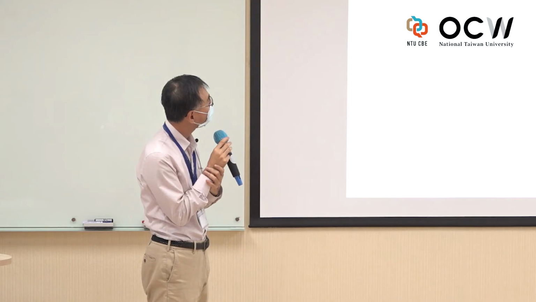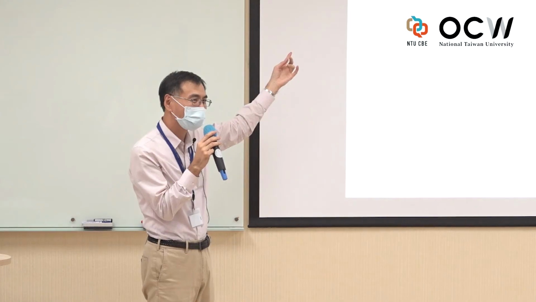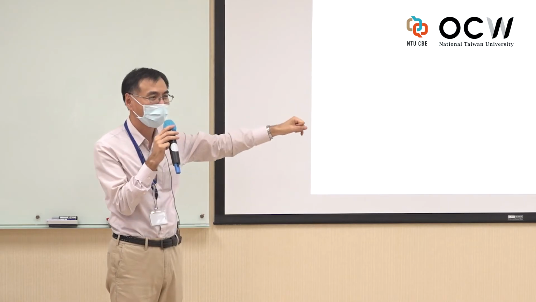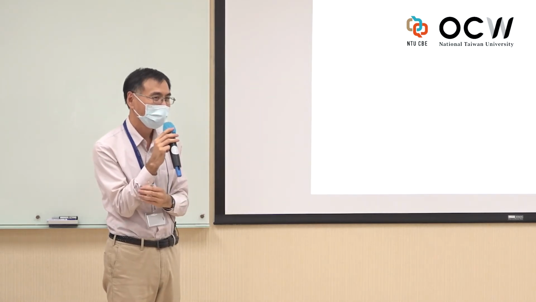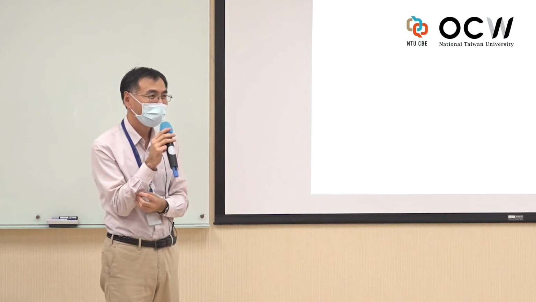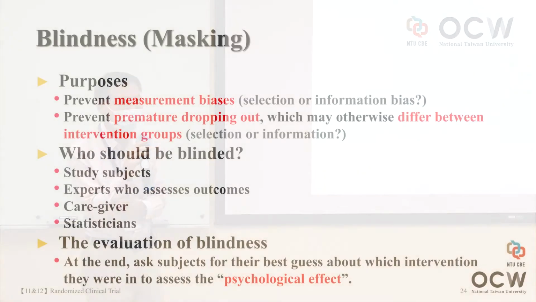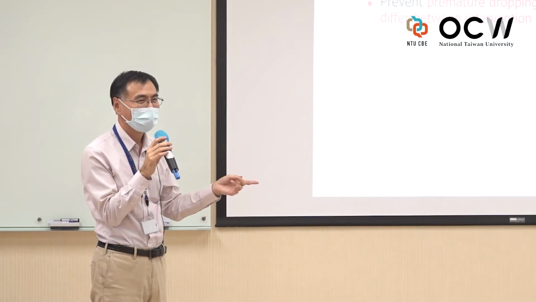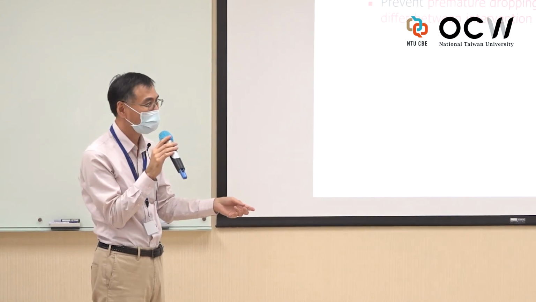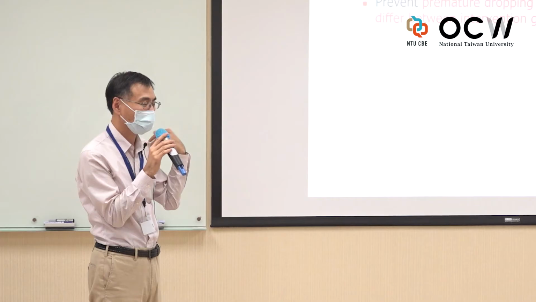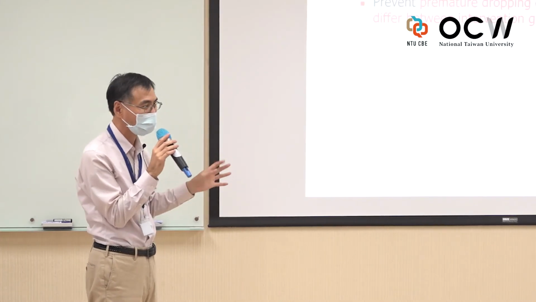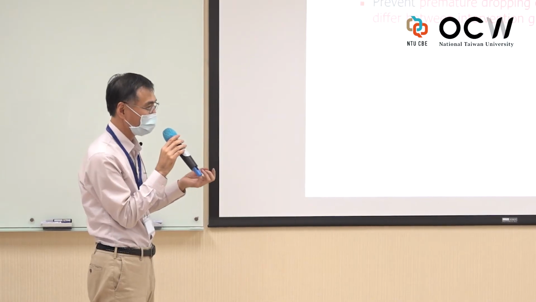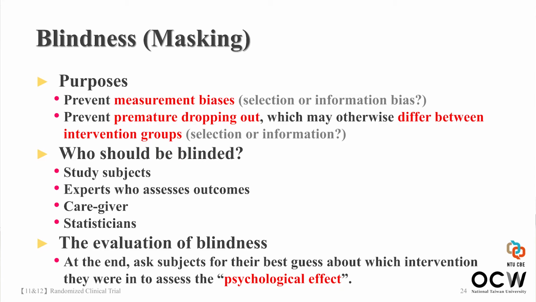Because the observer knows something about exposure status, when you are doing the measurement for the outcome or the assessment of the side effect, something might go wrong, right? Then what kind of bias is it? Yeah, information bias. And also it could prevent premature dropping out, because the subject has no idea which group he or she was in. And also the one who measures the outcome or baseline measurement has no idea about the exposure status. So it could not be selective, which may otherwise differ between intervention groups. So is this the way to prevent selection bias or information bias?